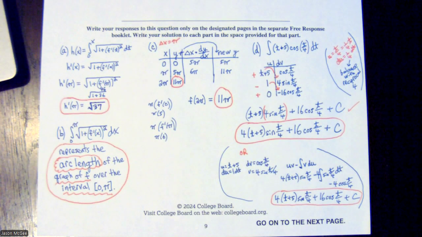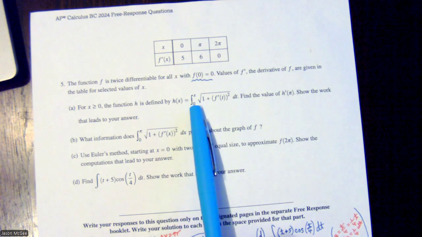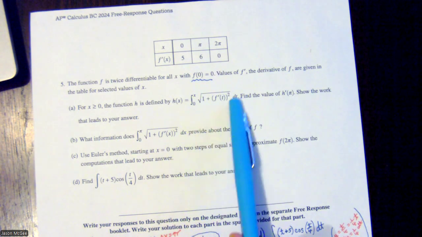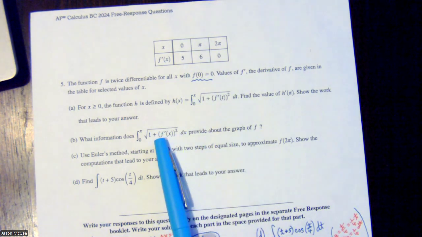Okay, we have a little bit of arc length and Euler's method and integration by parts on this one, which you can use your formula or you can use your tabular method, your shortcut here. So it gives us a little table with F prime and then gives us what H is equal to. And right away, I kind of recognize that was like our arc length formula right there, which is going to help us out for letter B.